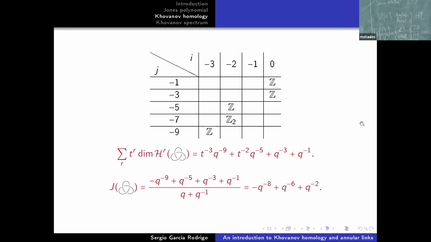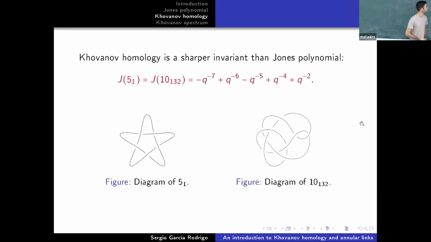So this is the homology of the polynomial, and doing the thing we saw before, you can recover the Jones polynomial, and if you check it, you see that it works. So that's nice. This is the classical case.